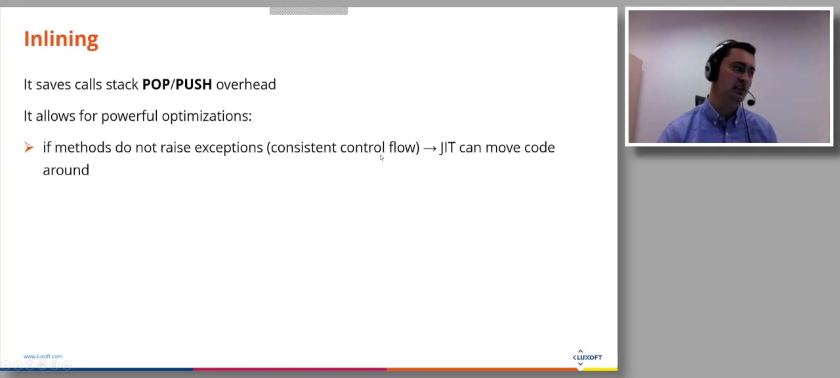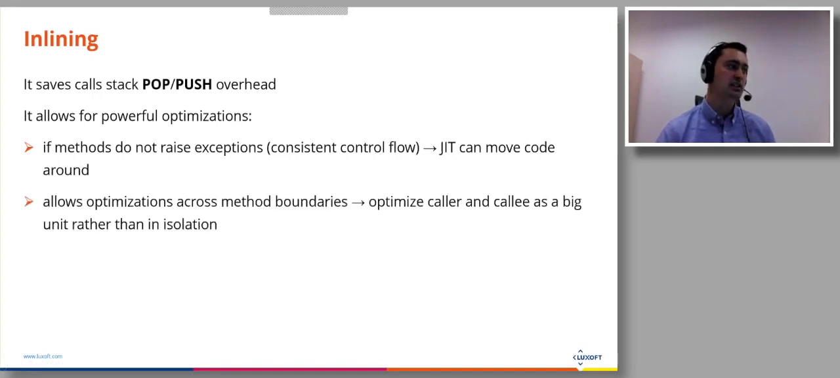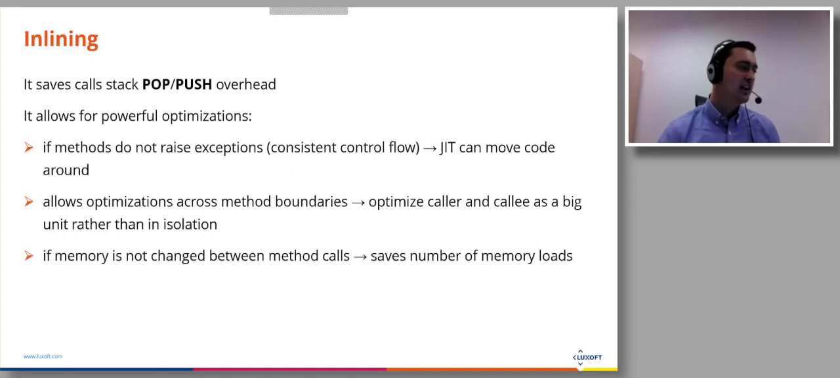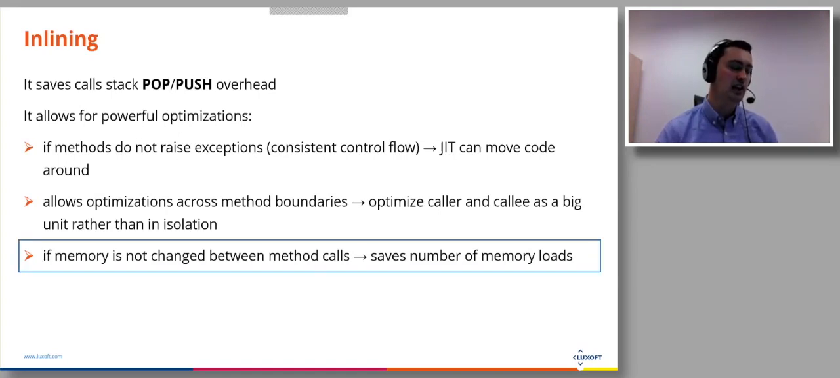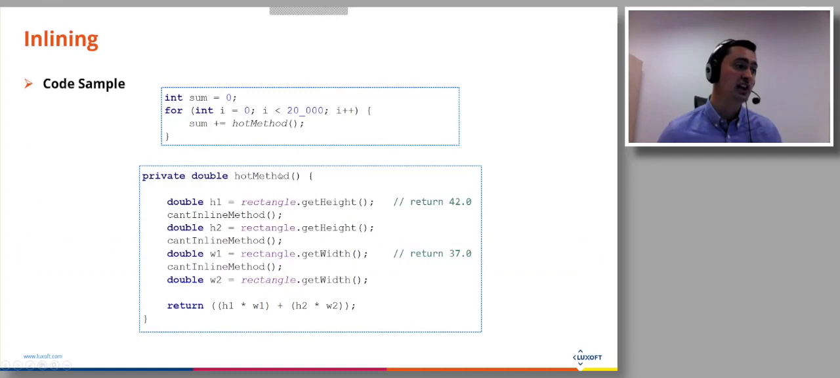it can optimize it into a better shape. The second is that if the just-in-time compiler inlines the callee inside the caller like a big unit, it's better at optimizing both of them than in isolation. Another explanation would be that if the just-in-time compiler proves the memory is not changed in between the method calls, this saves memory loads. And this is the last one that we are going to tackle at the moment. Let's suppose we have a long-running loop, and inside the long-running loop we have an object and we want to get the height. It's mainly a property of that instance.